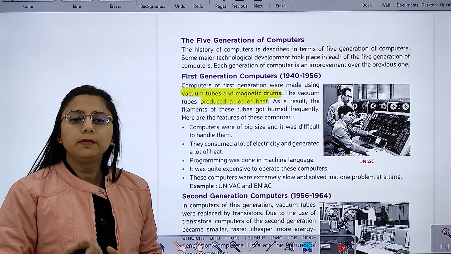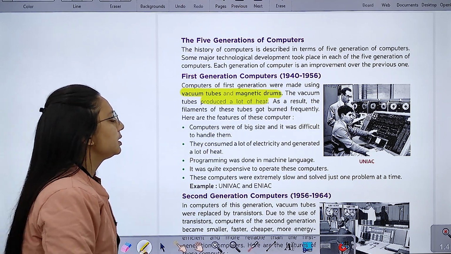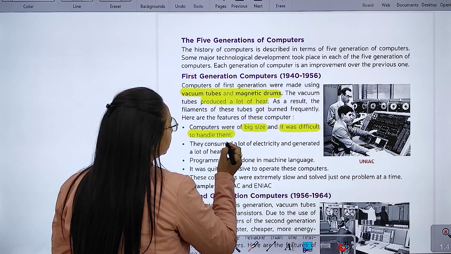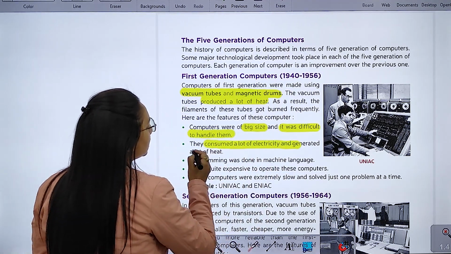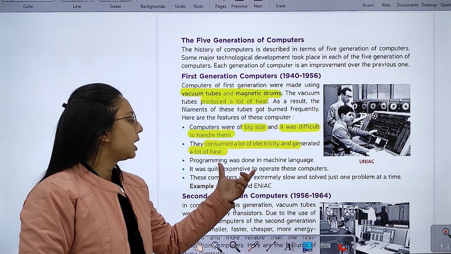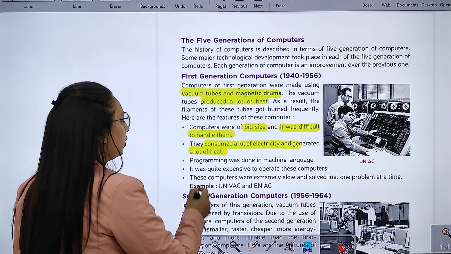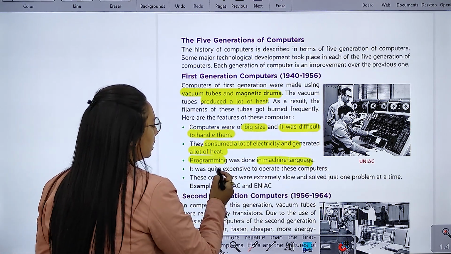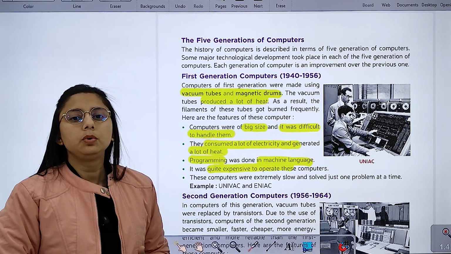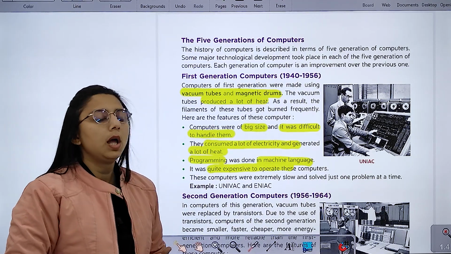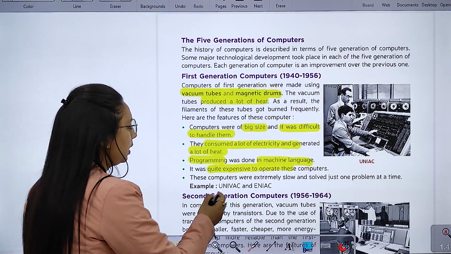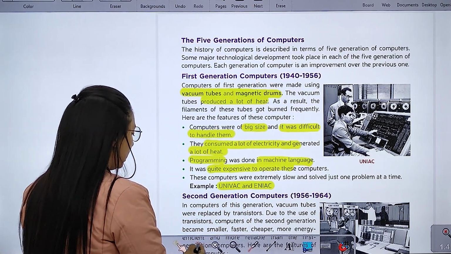Some features were that they were big in size and difficult to handle. They consumed a lot of electricity and generated a lot of heat, and programming was done in machine language. They were quite expensive to operate, extremely slow, and solved just one problem at a time. Examples are UNIVAC and ENIAC.